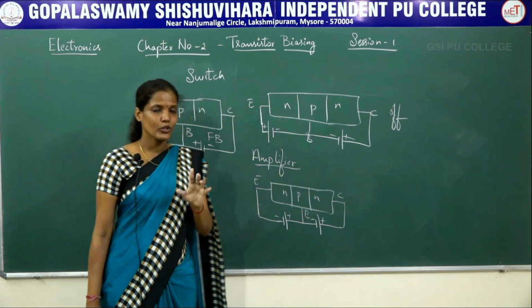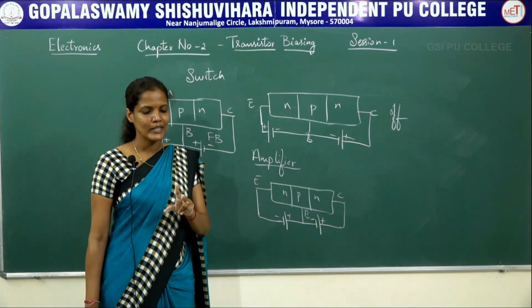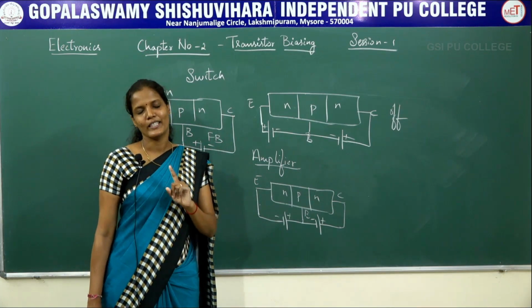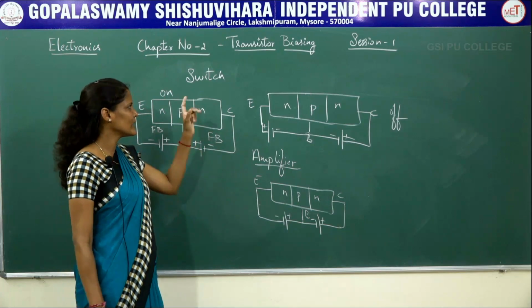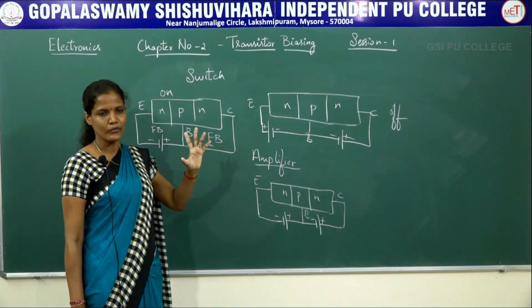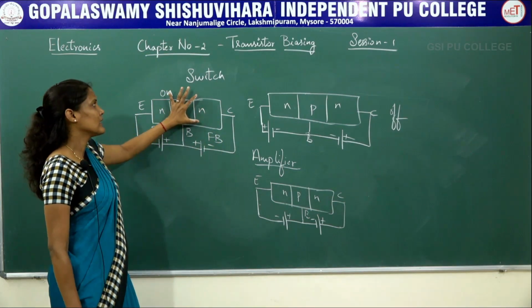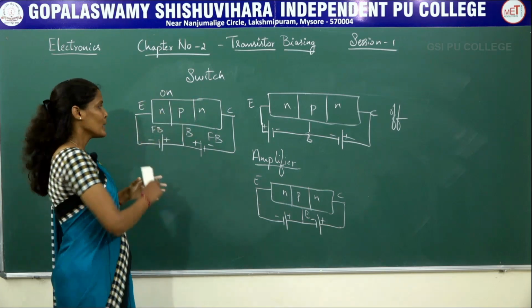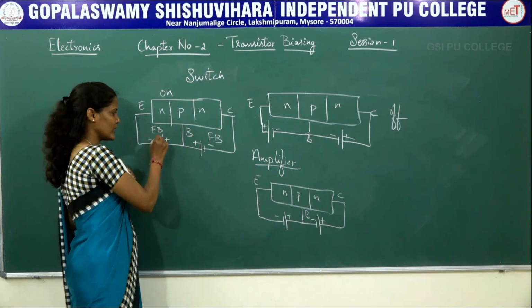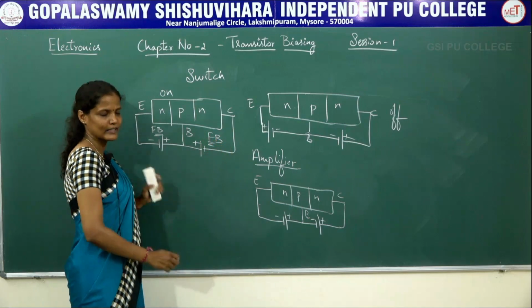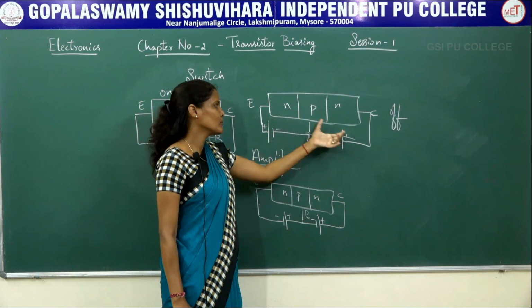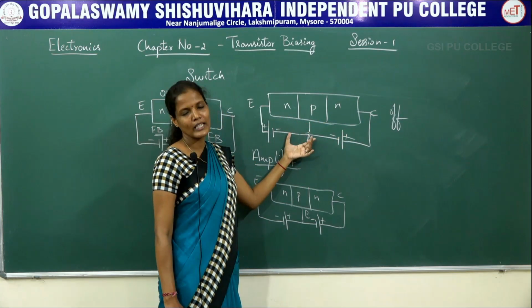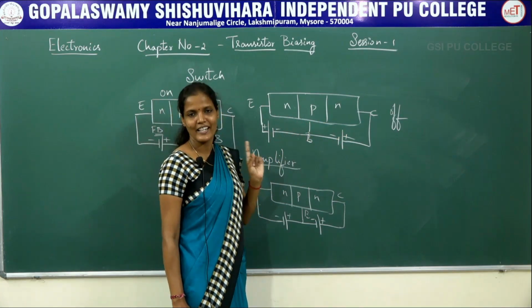So as I told you, the transistor has two different applications. One is switch, the other one is amplifier. A switch has two conditions or two states. One is the on switch, the other one is the off switch. If I want the transistor to work as an on switch, both the junctions have to be forward biased. If I want the transistor to work as an off switch, I want both the junctions to be connected in the reverse biasing condition.